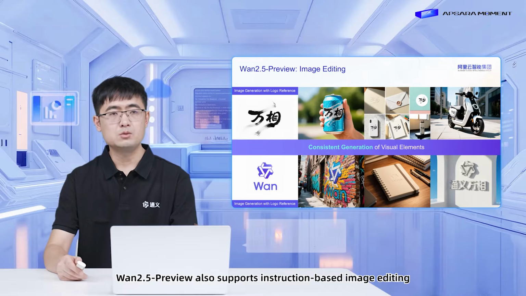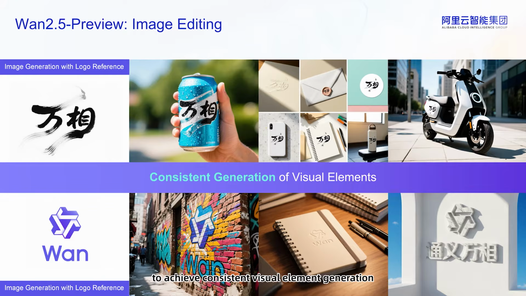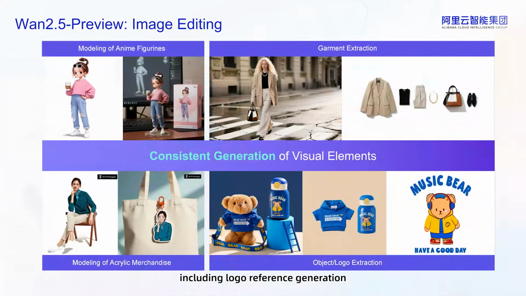text-to-image. Wan2.5 Preview also supports instruction-based image editing, allowing users to input images and instructions to achieve consistent visual element generation. It supports a wide range of image editing capabilities, including logo reference generation, transformation of figurines and acrylic designs, and clothing extraction. Users can input natural images and accurately extract clothing elements worn by models. It also supports object and logo extraction, font reference generation, and poster reference generation.